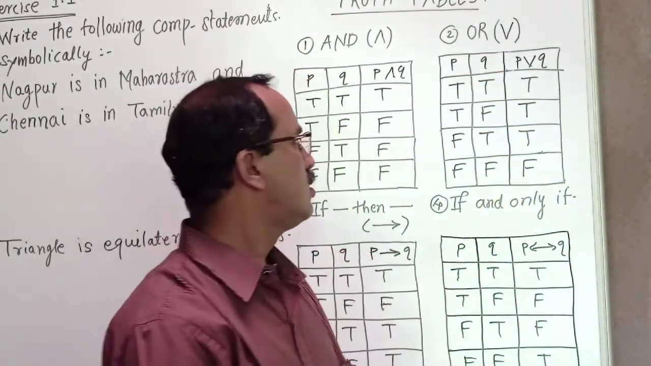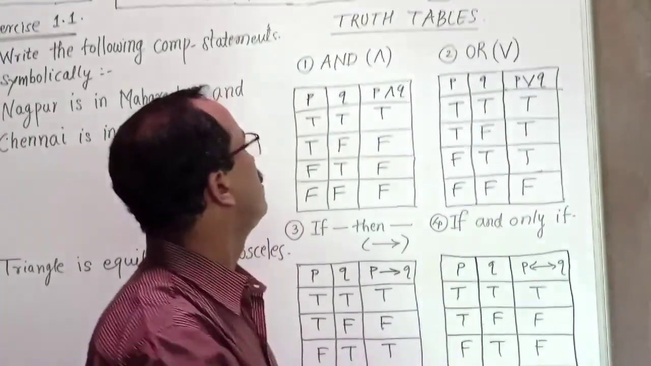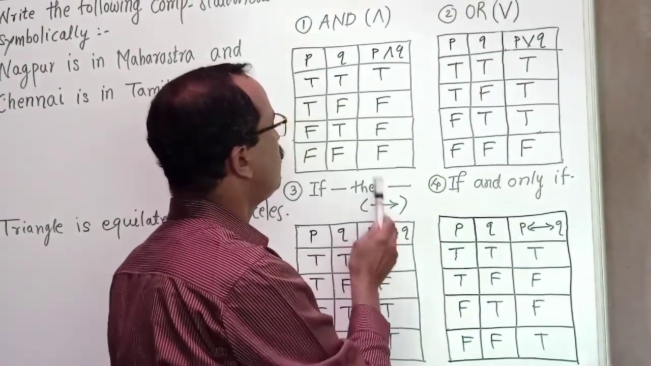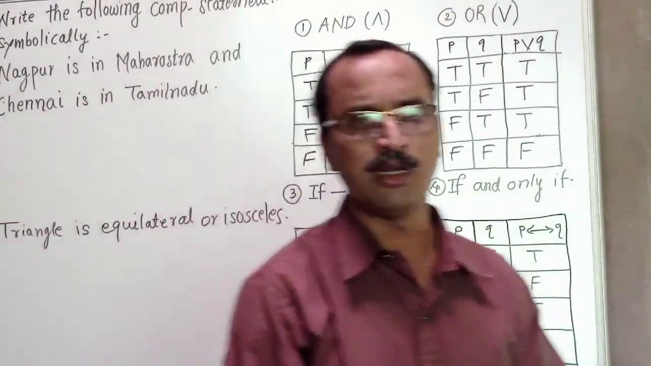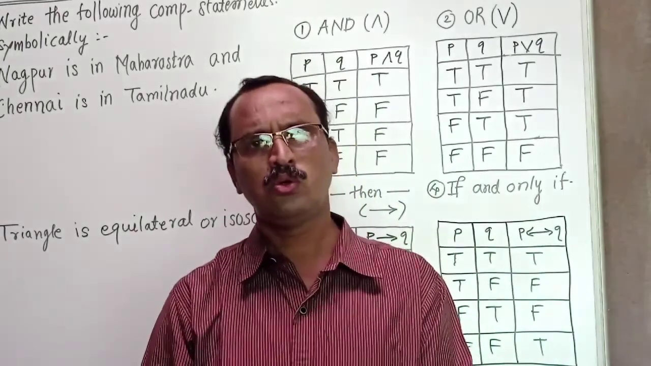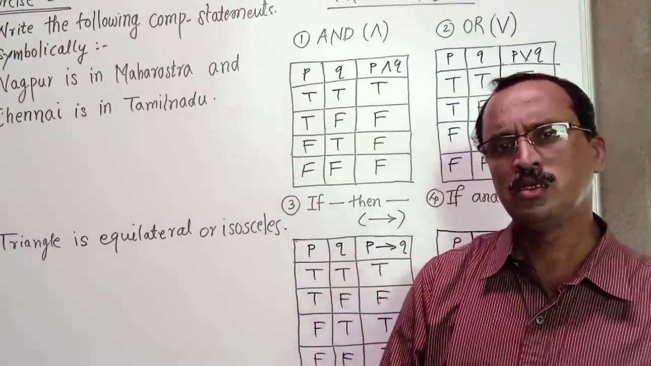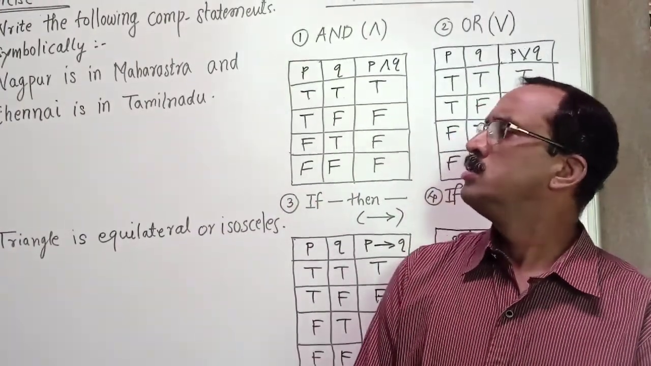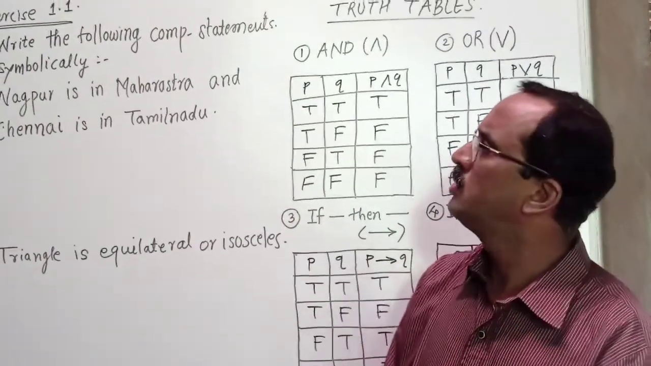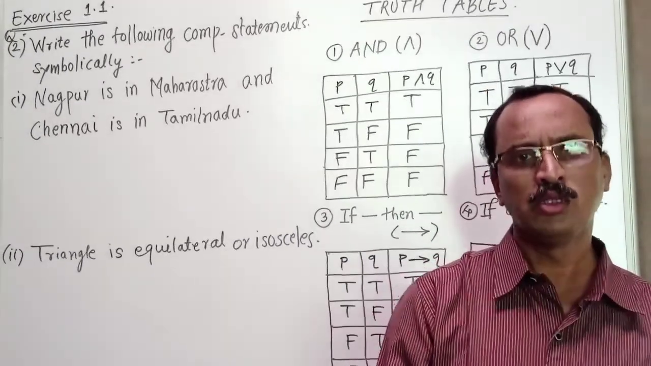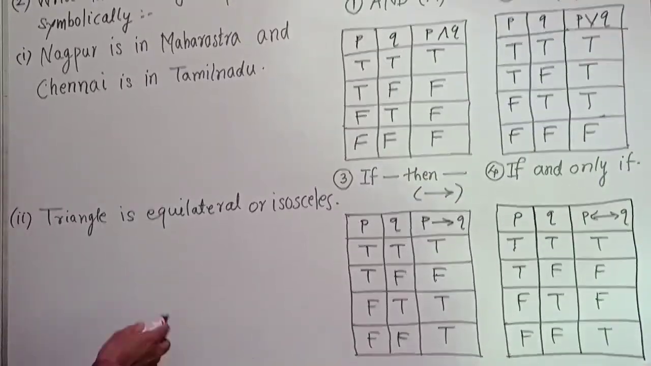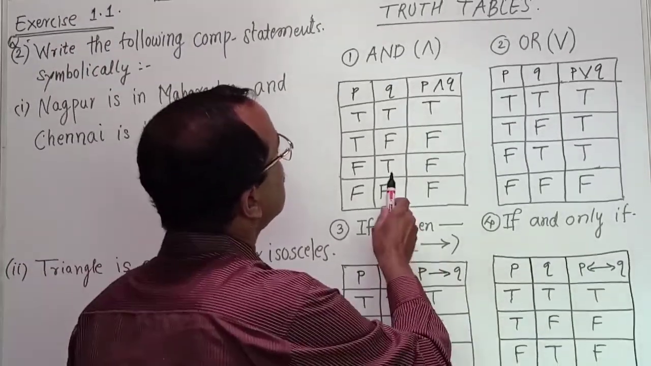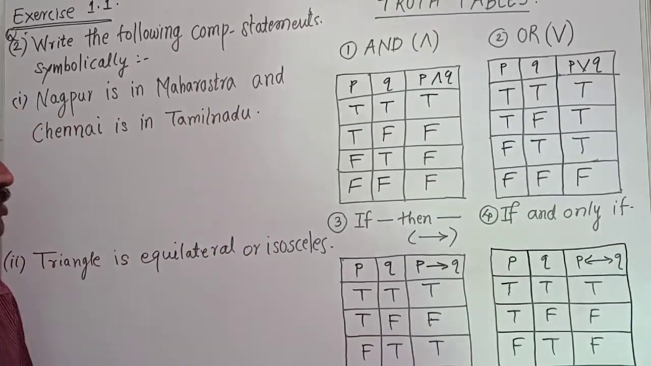Also we studied the truth table of the connectives, means the AND statement, OR statement, if then statement, and if and only if statement. In this video we solve a few examples in exercise 1.1. Before solving them, we revise the truth tables of the logical connectives.